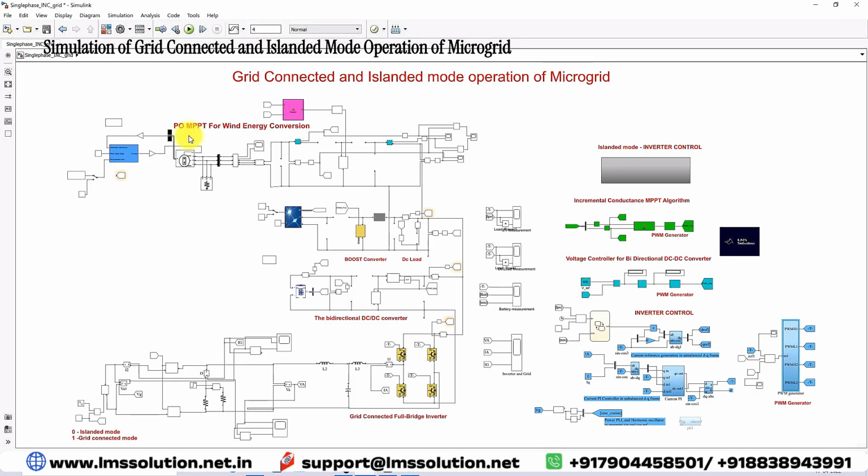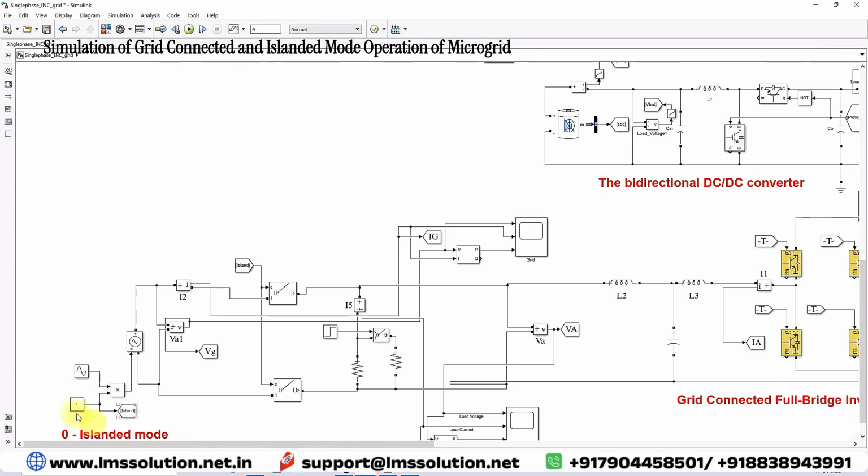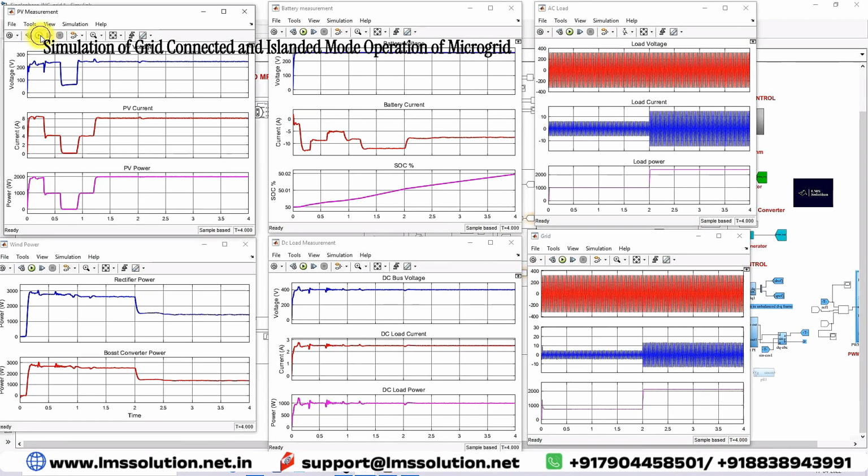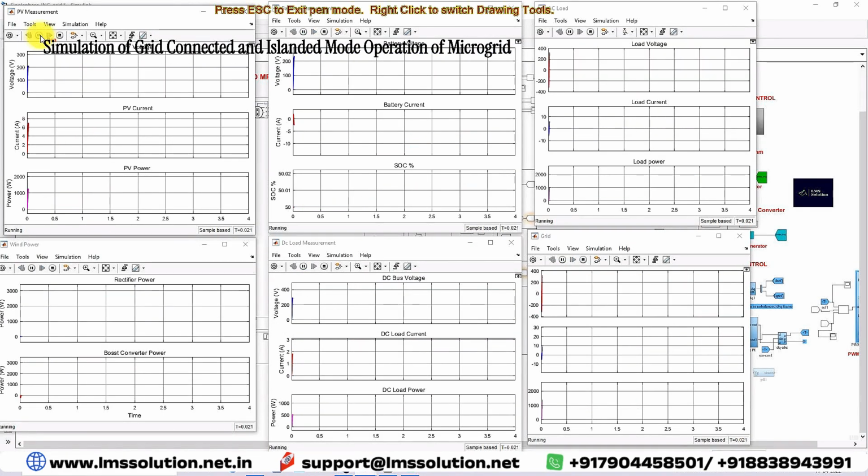So now we have to see the result of the system. Now I'm going to operate the system in grid connected mode. I already simulated this model, and here I'm going to simulate it again. This is the PV measurement: the PV voltage, PV current and the PV power.